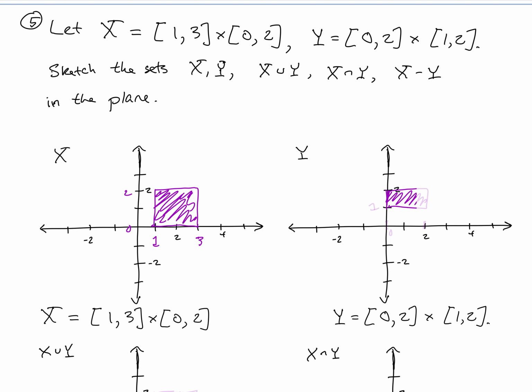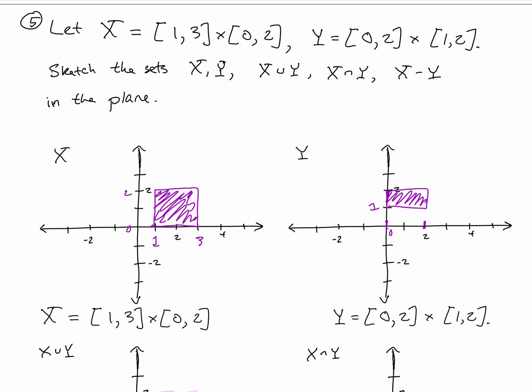Now our set Y goes from 0 to 2 on the x-axis and goes from 1 to 2 on the y-axis. So again, we've got a rectangle and it's there. So here is the set Y when we sketch it.